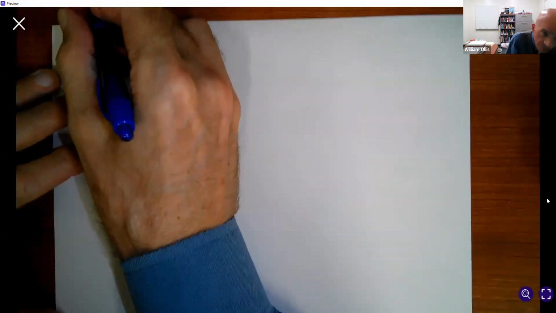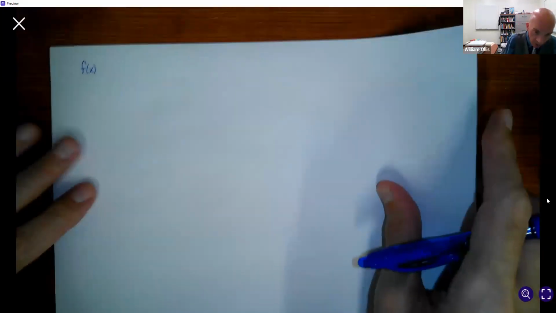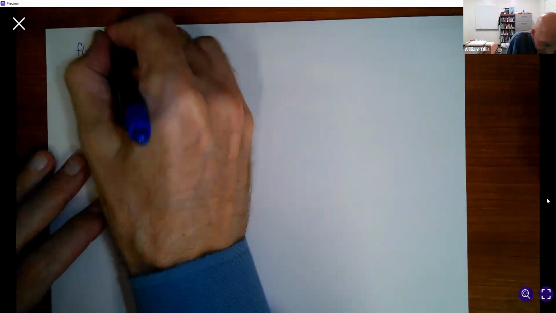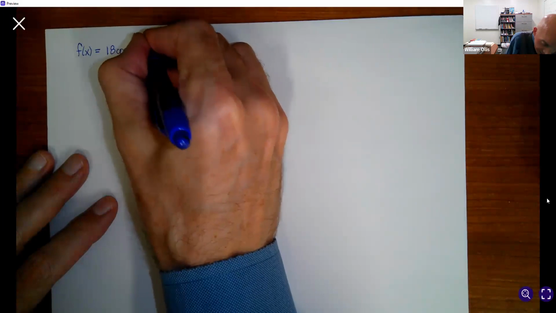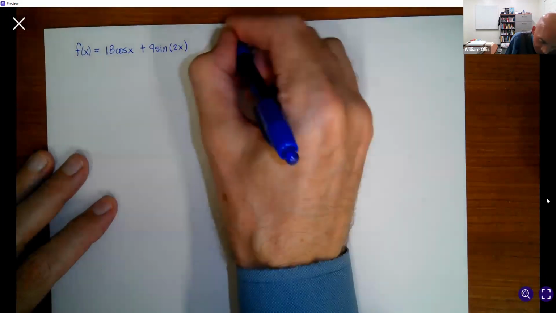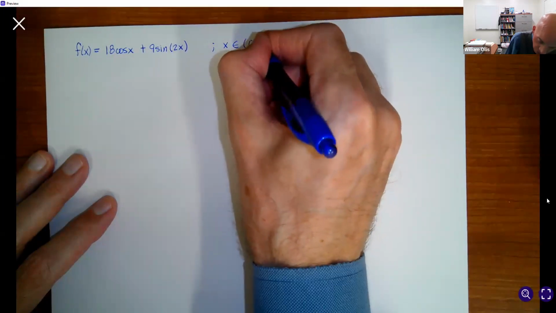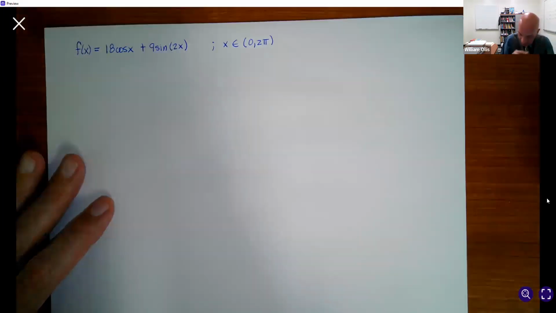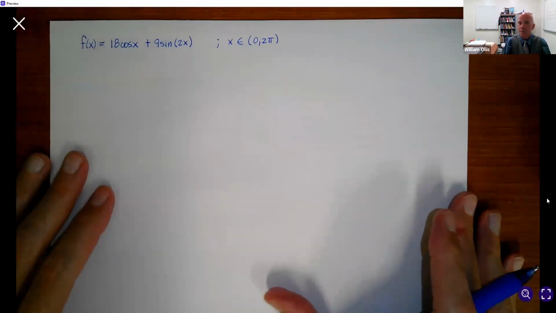So now let's look at the following function. We have f of x. Let me grab one more sheet of paper. That's a little bit easier to write. We have f of x equals 18 cosine x plus 9 sine 2x. And we're just going to look where x is like the unit circle, the basic traversal of the unit circle. So we're cutting down on the amount of analysis.